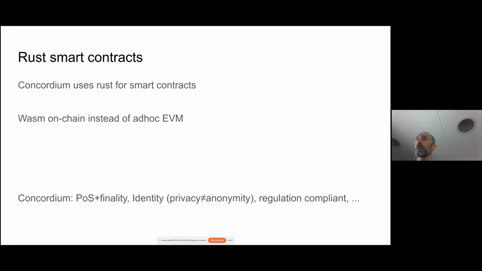Just a few words on what the Concordium project is. It's a proof of stake blockchain. So it's a green one, so it doesn't burn the planet like some of the others. Like Bitcoin, it has finality. It has identity, so that your transactions are private but not anonymous, and it's regulation compliant. And you can read more on the website.